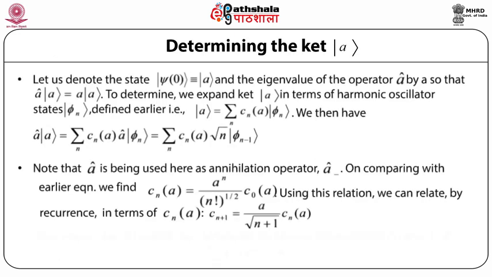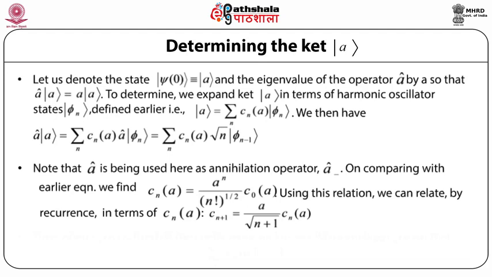Determining the ket vector A. Now, based on the formalism that we have derived earlier, let us denote the ket vector psi 0 as ket vector A and the eigenvalue corresponding to the operator A by A, so that the final equation that we get is operator A acting on the ket vector A gives us A times ket vector A, where A is the eigenvalue corresponding to the operator A acting on the ket vector A.